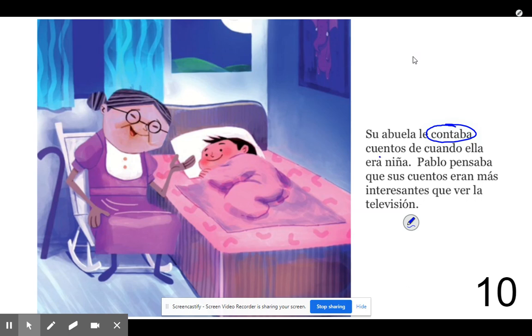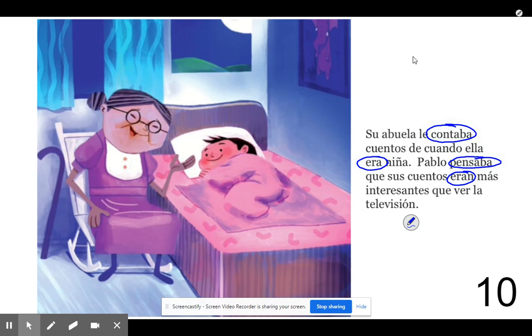Era. Era. Pensaba. And Iran. So contaba is the verb to tell a story.